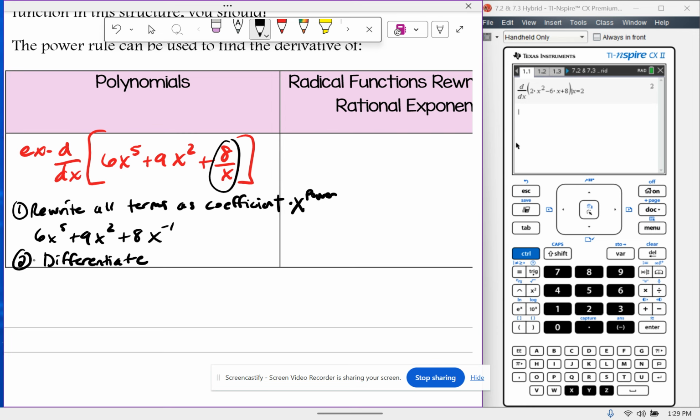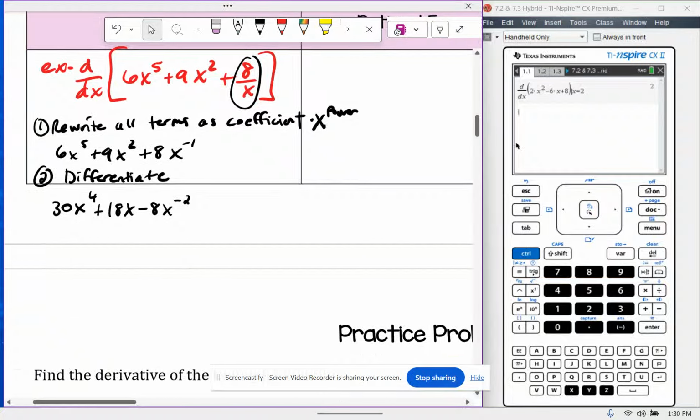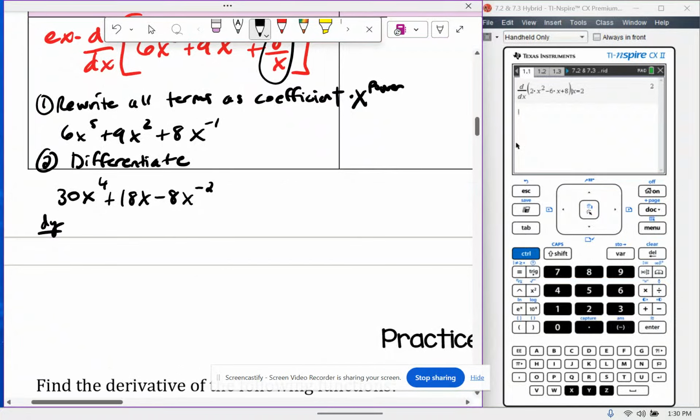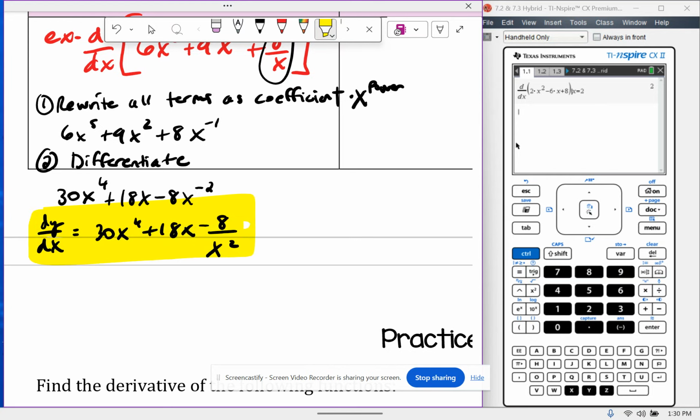I would have 5, bring it down. 6 times 5 is 30. Reduce that 5 by a 1. I now have 30x to the 4th. Plus 2 drops down and I get 18x. Reduce the power by 1. It's just plain old 18x. Negative 1 drops down. I have negative 8x to the negative 2nd. You're now going to want to rewrite that so you have no negative powers. And you have 30x to the 4th plus 18x minus 8 over x squared. That would be the derivative of something like that.